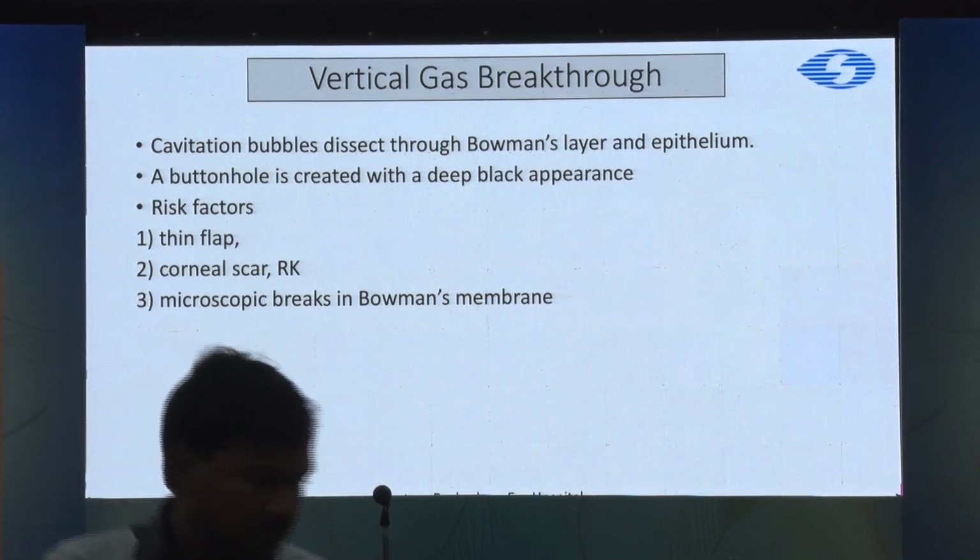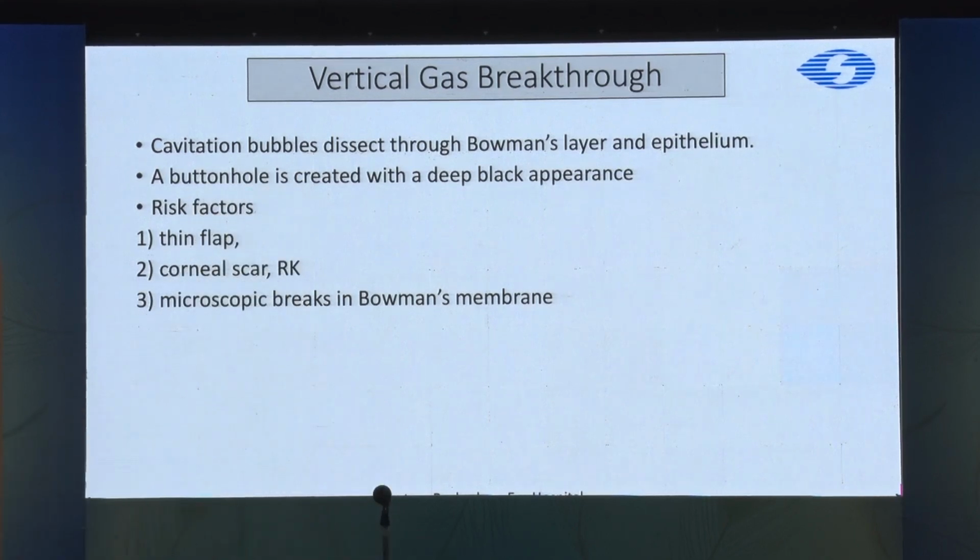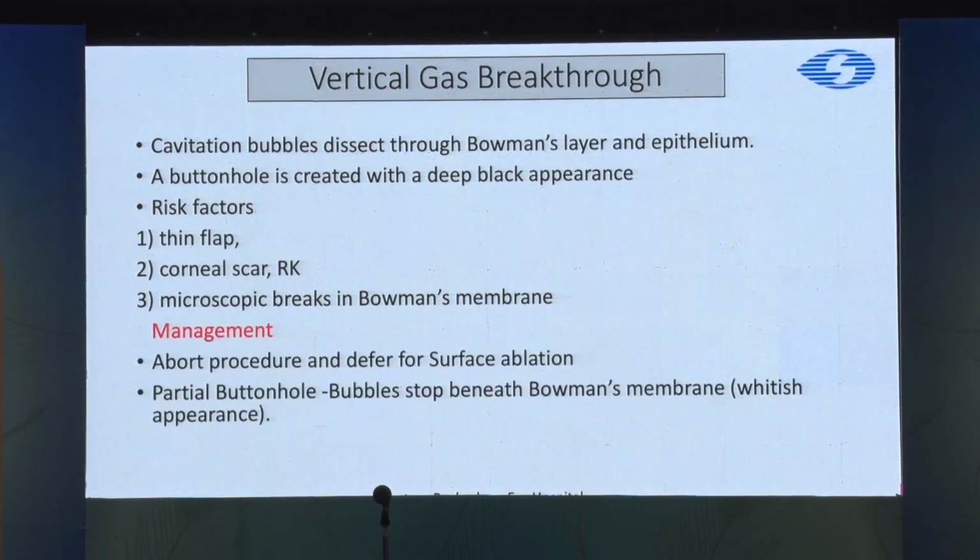The risk factors for this are a thin flap. So usually in my LASIK practice, most of the time I try to convince patients for femto LASIK, except when they have a corneal scar or radial keratotomy, because these are at higher risk for vertical gas breakthrough. The management is generally, if you have a complete vertical gas breakthrough, abort the procedure and defer for surface ablation at a later date. Do not lift the flap, otherwise you can cause major issues in these flaps, irregularities, scarring. You can have a whole gamut of problems because of that.